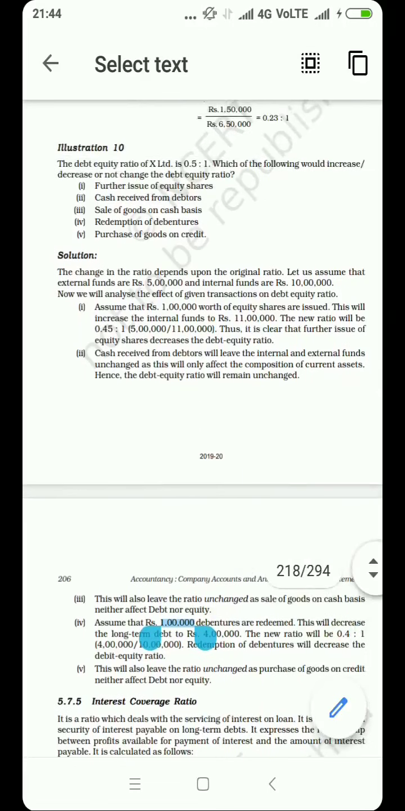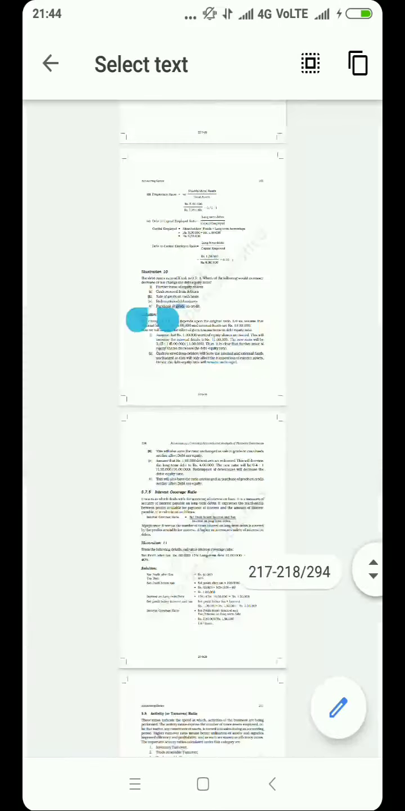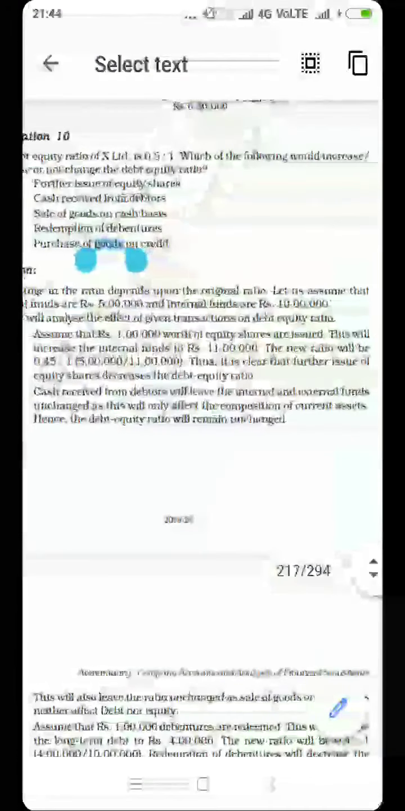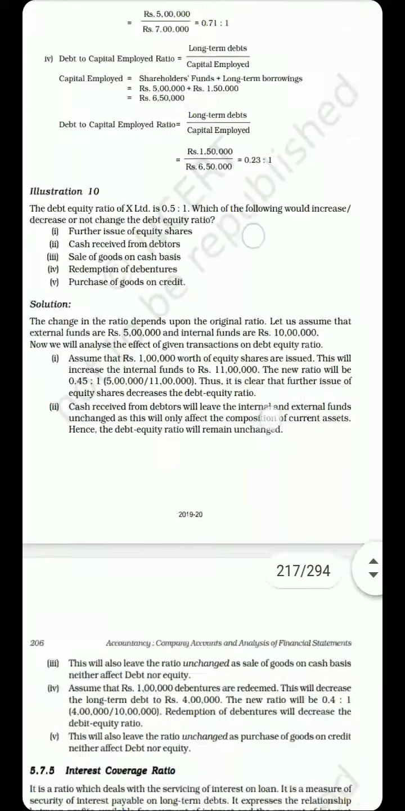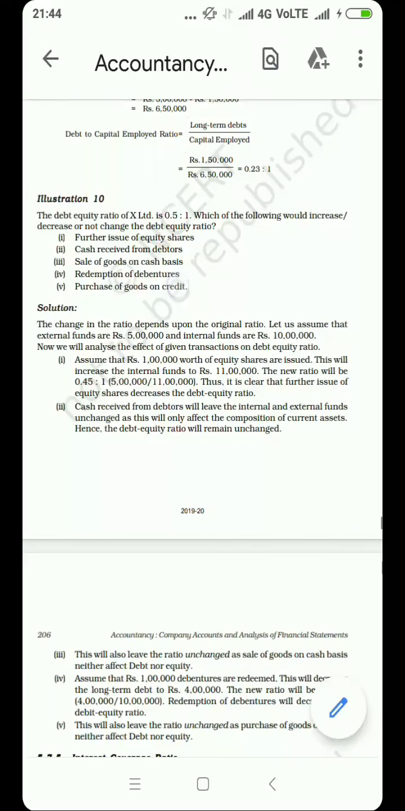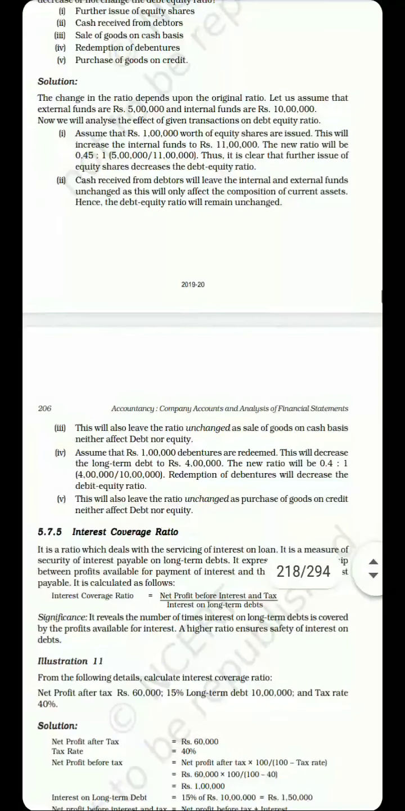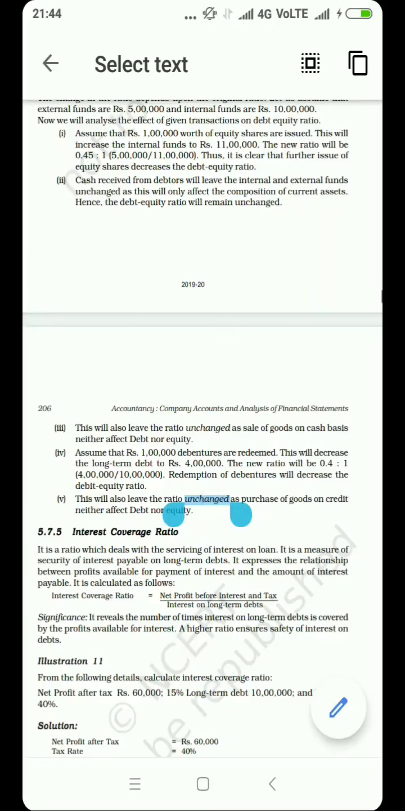Then fifth one, purchase of goods on credit. When you purchase goods on credit, your current liability increases and goods come inside. Debt equity ratio is only long term, not current. So whether it is current asset or current liability, there is no change, unchanged.